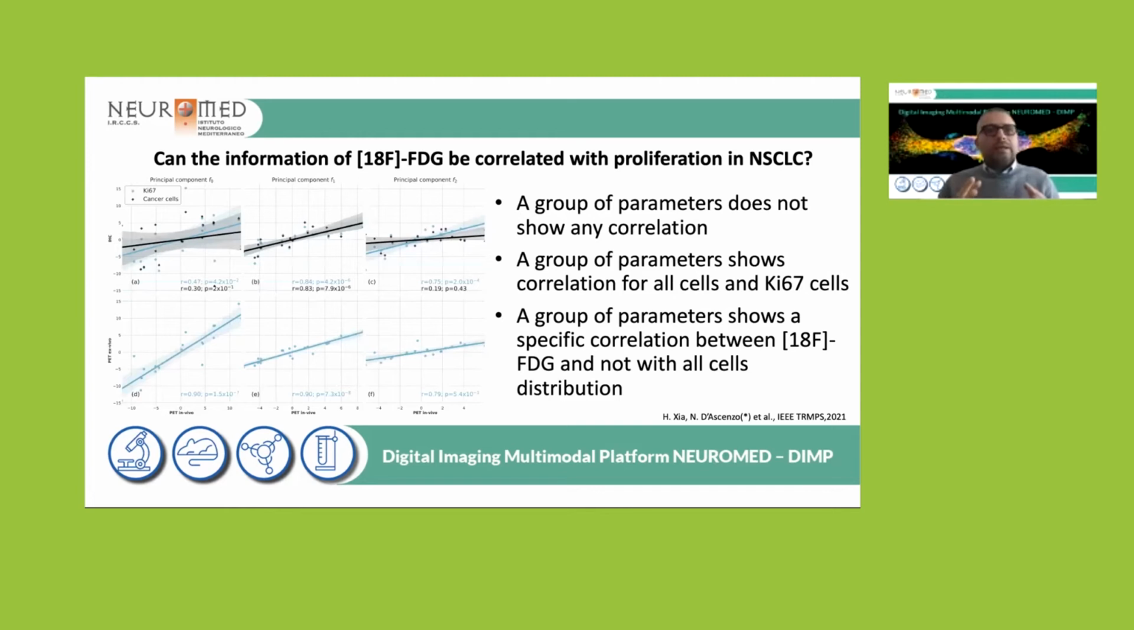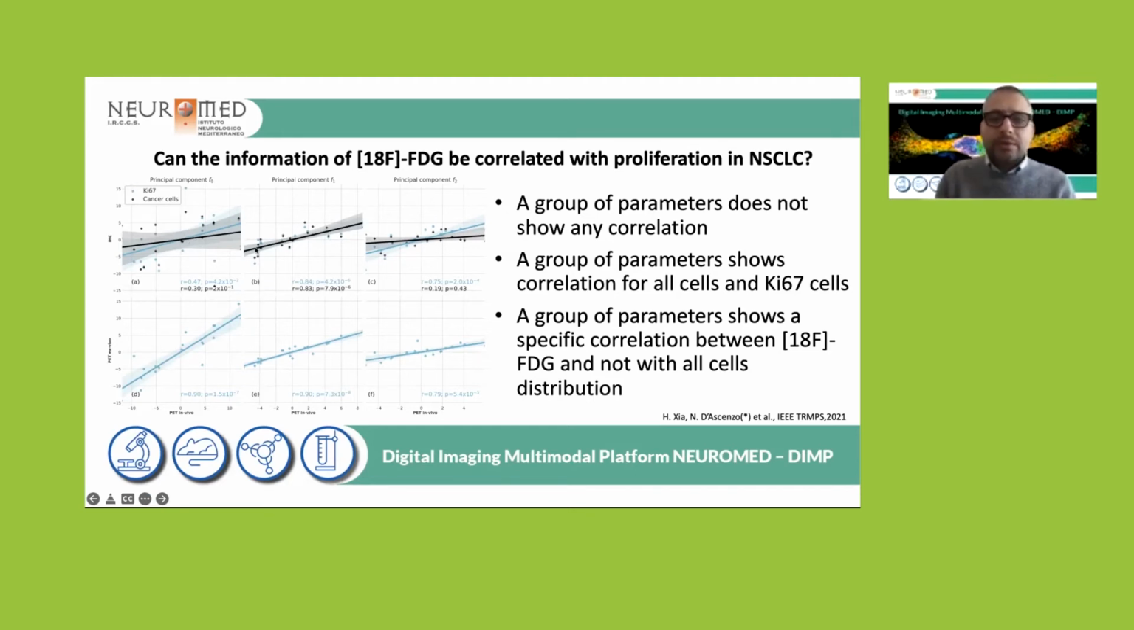The key finding is mainly reported in this picture here. A group of parameters doesn't show any correlation at all between immunohistochemistry and PET in vivo, although there is a very strong correlation between ex vivo and in vivo. This strong correlation shows that the segmentation you're doing is really correct, so you're really getting the correct cancer. Only that set of variables has no biological importance at all.